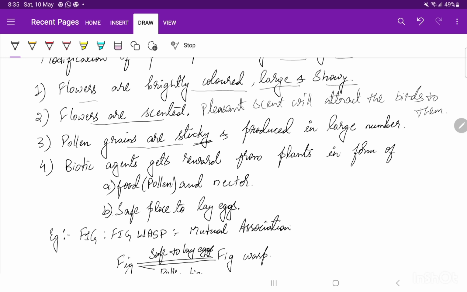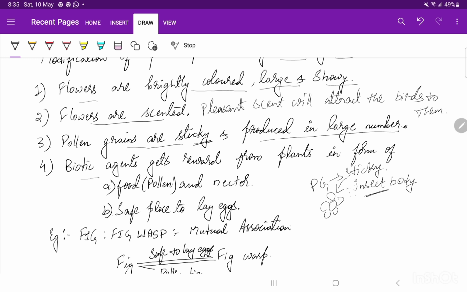Why are they sticky? If insects come to the flower, the pollen should be sticky and attach to the insect's body. So the pollen grain should be sticky, and produced in large number, because they have to transfer from one flower to another. If they are present in large number, then even if some are lost in the transfer process, fertilization may still occur.